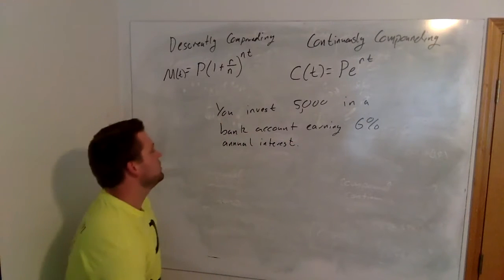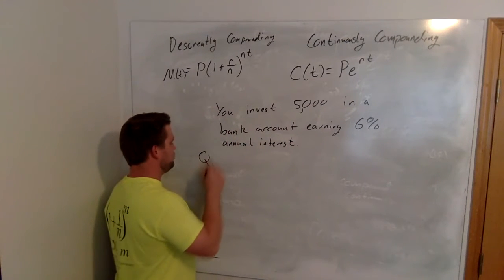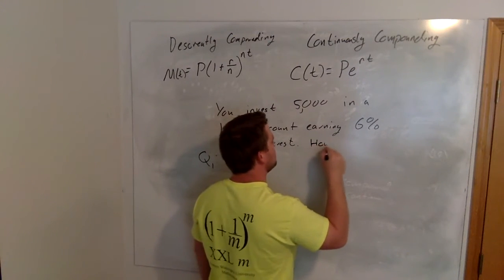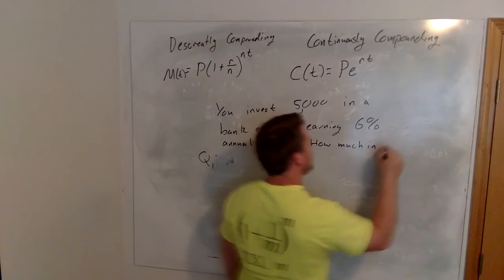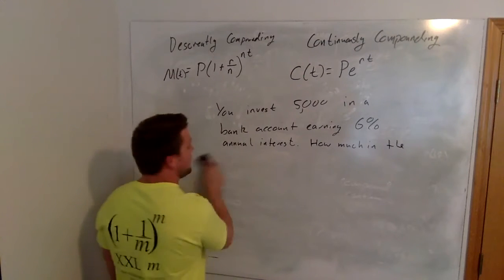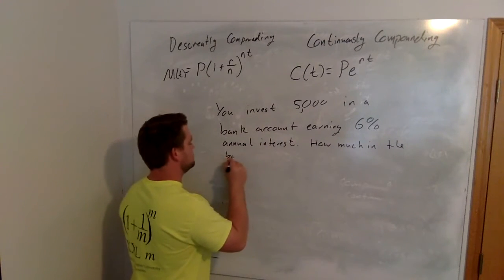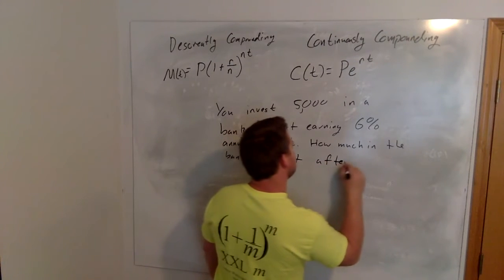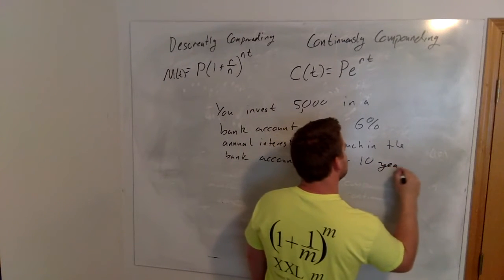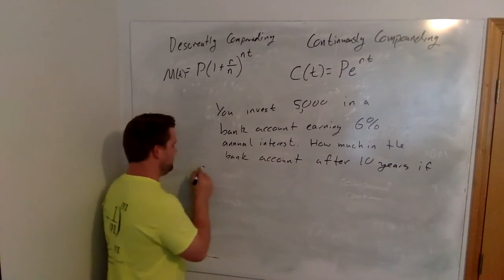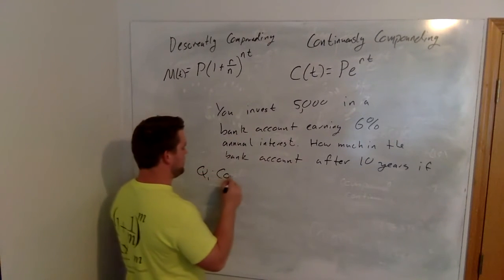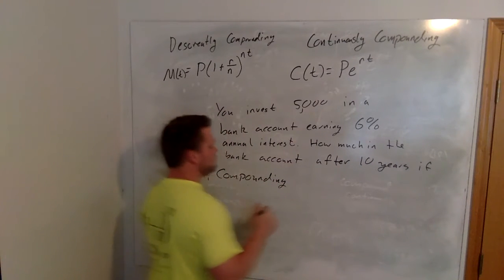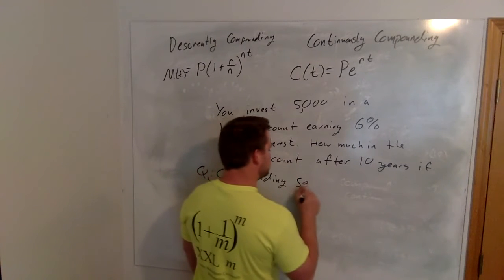6% annual interest. Okay, question. So we'll have a two-part question. Question one, I want to know how much is in your bank account after 10 years if we're compounding semi-annually.